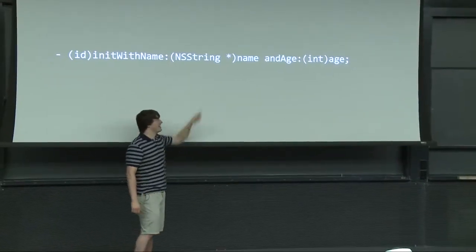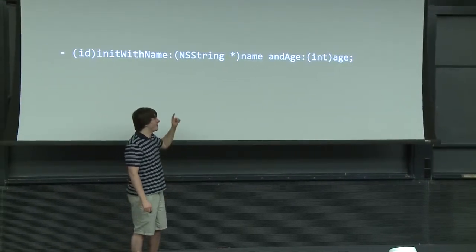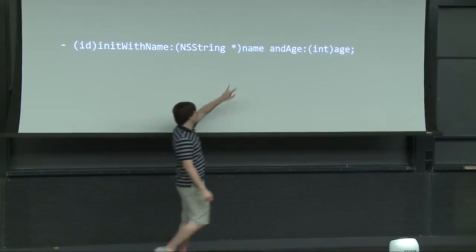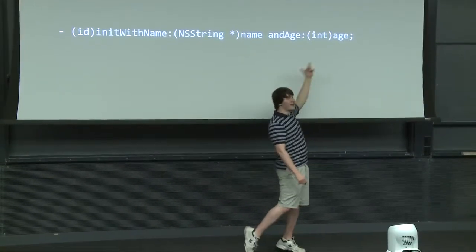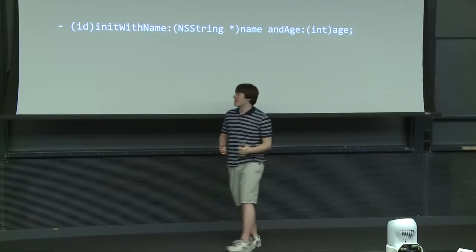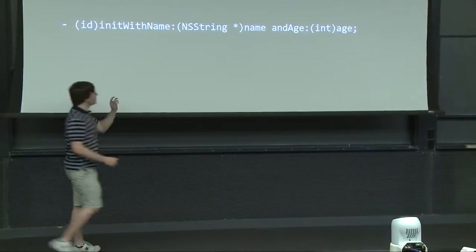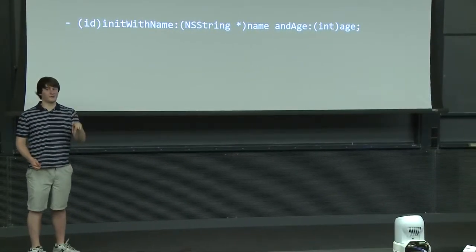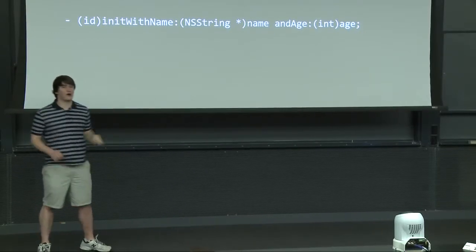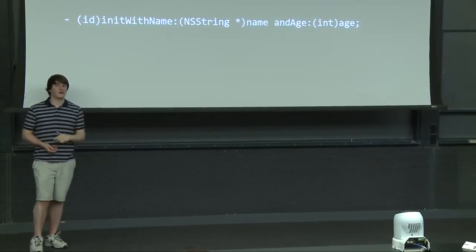This is pretty much the convention too, that we have init with name colon, and we pass it the name. And notice now we are passing a second argument, so space and age colon age. So the name of this method is init with name colon and age colon. That name and age are arguments. Those are not part of the name of the method.